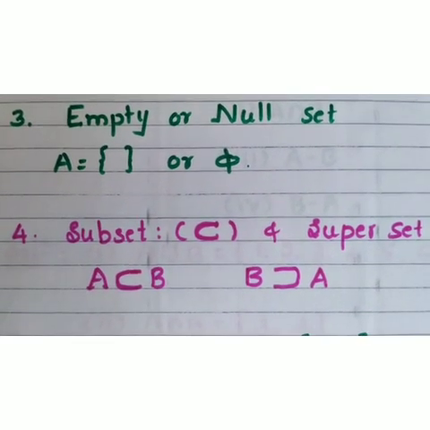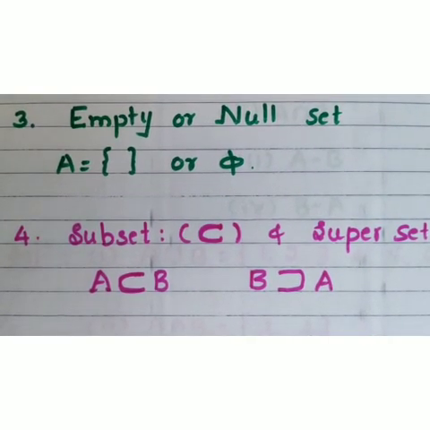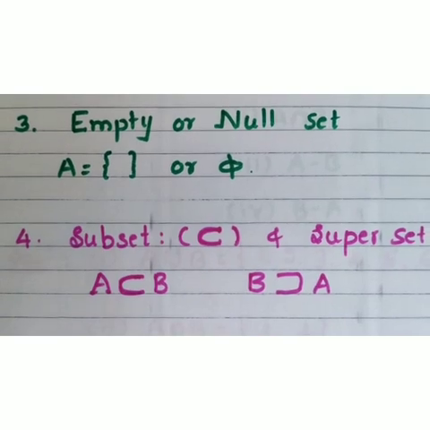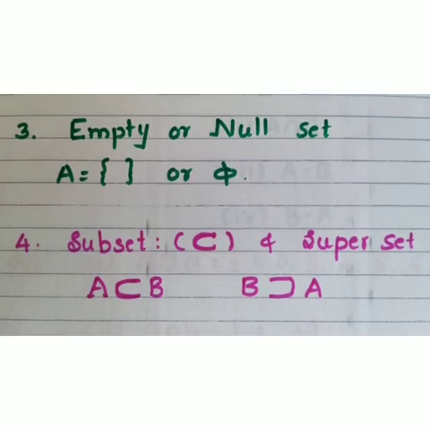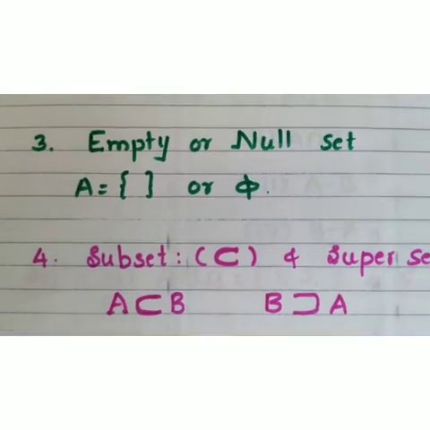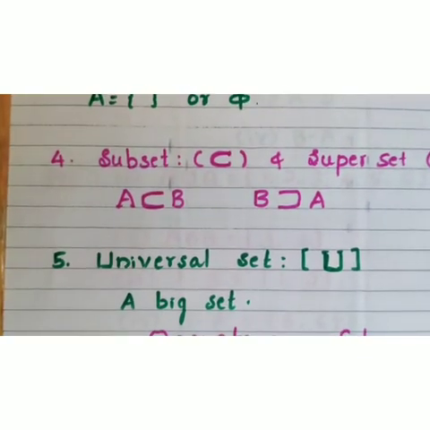A is a subset of B means all the elements of A are the elements of B. Meanwhile, B is the big set, and some elements of B are the elements of A, then B is the superset of A. Next we come across the universal set.